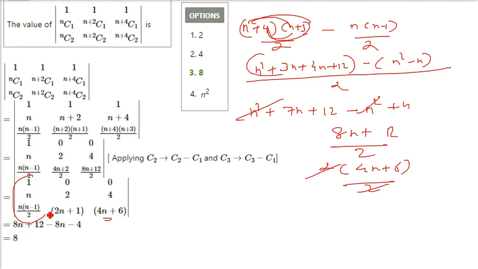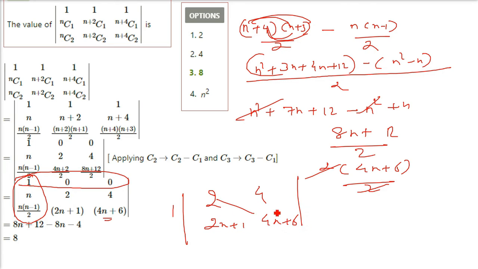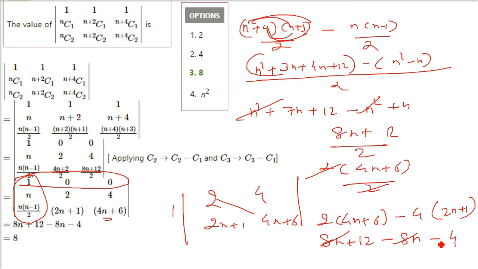Now let us open it using the first row. So 0, 0 is there. We'll open it using the first 1. I'm not using the other zeros, so just 1. 2, 2n plus 1, 4, 4n plus 6. So what do you get? 2 into 4n plus 6 minus 4 into 2n plus 1. So you get 8n plus 12 minus 8n minus 4. So 8n gets cancelled. 12 minus 4 is going to be 8, and that is going to be your answer. Third is your answer.